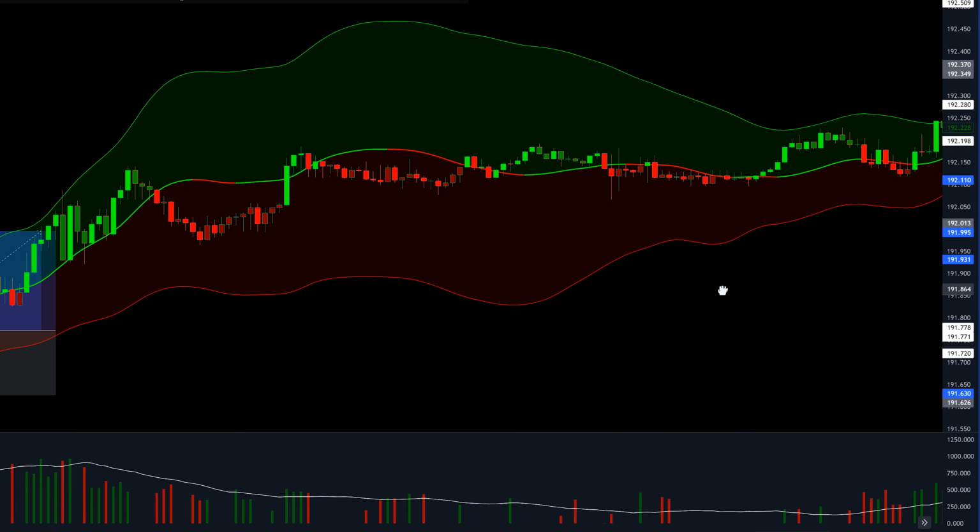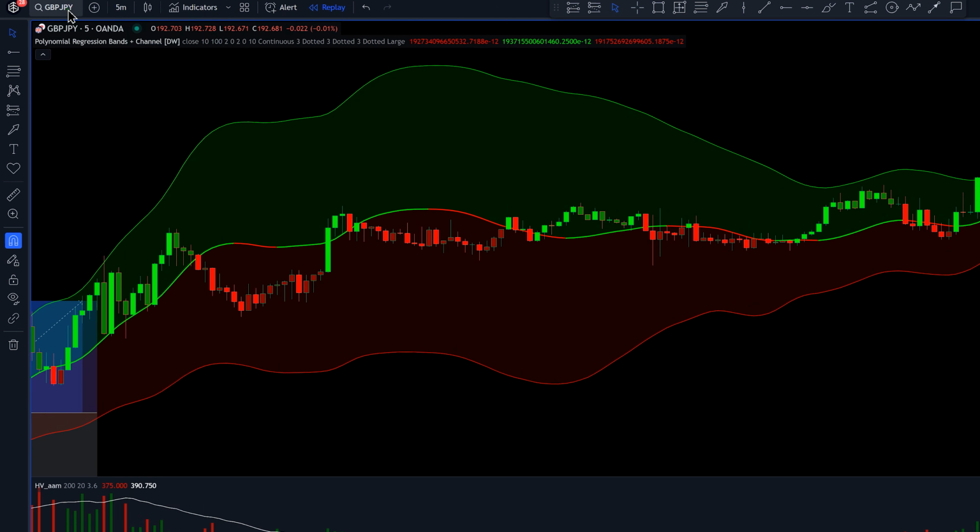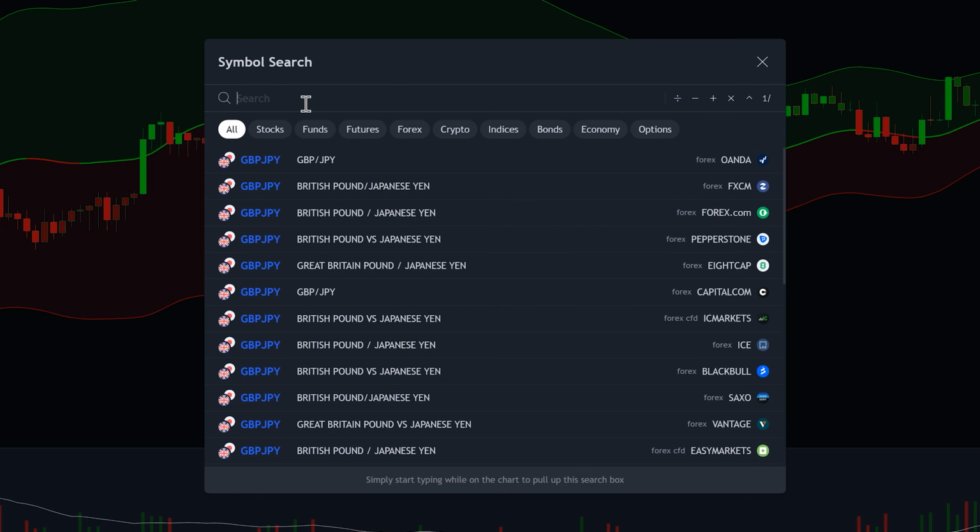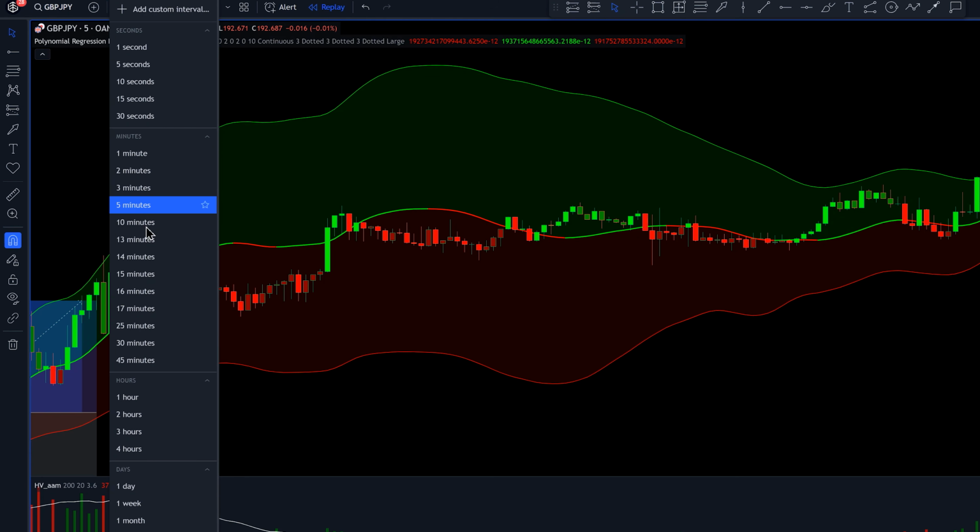While I did my presentation on the 5-minute time frame of GBP/JPY, a strategy like this can actually work on higher time frames, like the 1-hour time frame, the 2-hour time frame, or the 4-hour time frame.